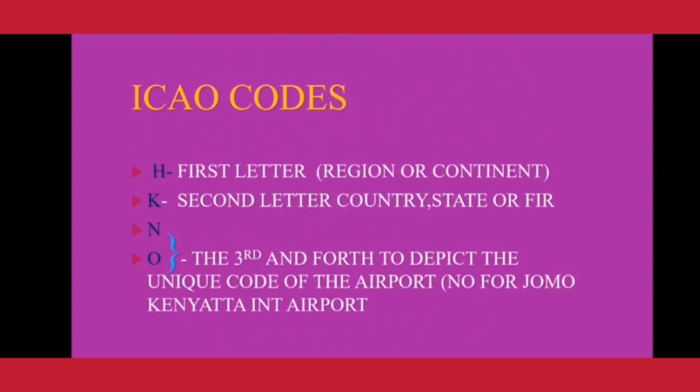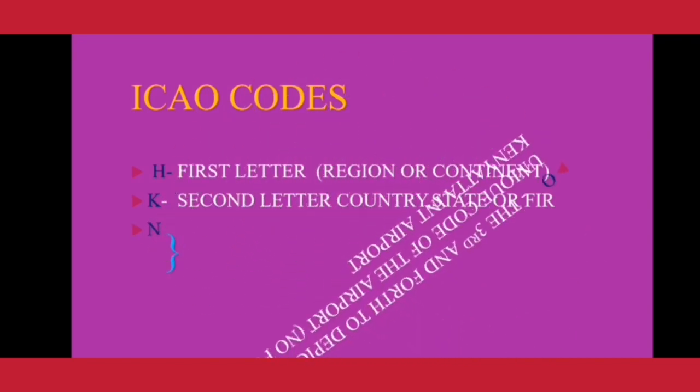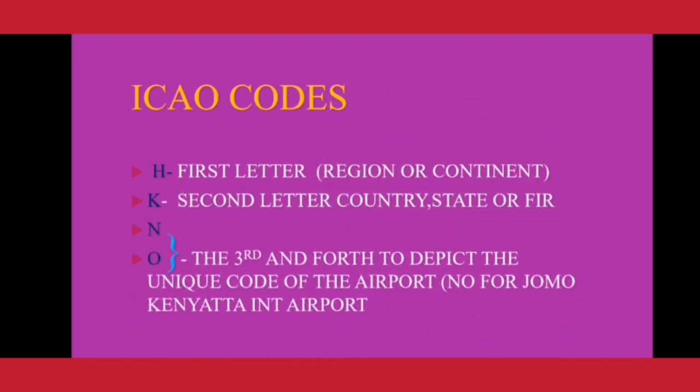And just as a recap, remember H is the first letter for region or continent, and K, the second letter, depicts the country, state, or FIR, while N and O depict the unique code of the airport, for example Jomo Kenyatta International. And if, let's say, it was HK, KI would be Kisumu International Airport, or HUEN, which is Entebbe International Airport.